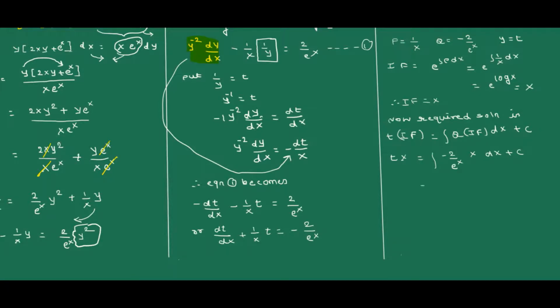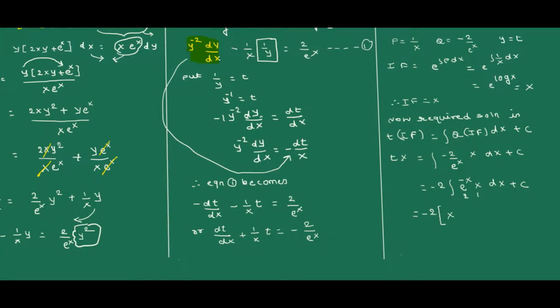So I will write minus 2, which is a constant, outside the integration. Then e raised to x is in the denominator, we can also write it as e raised to minus x if you transpose it to the numerator. This is x into dx plus c. So we have to integrate by using parts. We have to use the ILATE rule, where the algebraic function is first and the exponential is last. So here this is equal to minus 2 into bracket, first term x as it is.